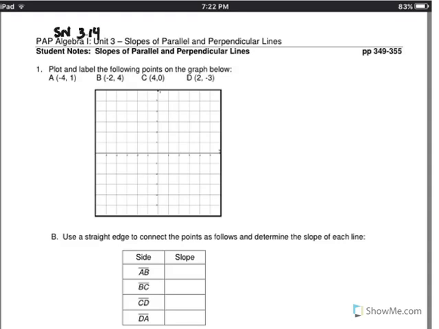So wonderful, algebra students. These are your notes for 3.14, slopes of parallel and perpendicular lines. So the first thing we're asked to do is plot and label the following points on the graph. So I'm going to hit pause and plot my points, and why don't you do the same? Okay?